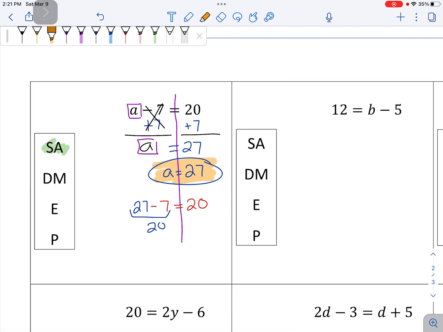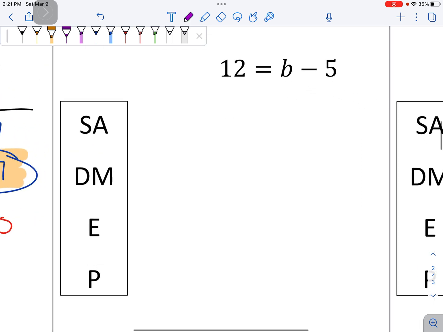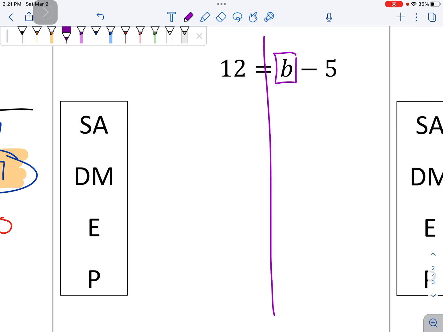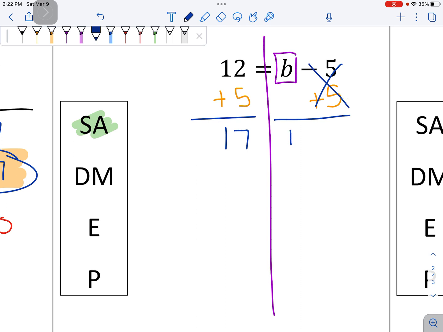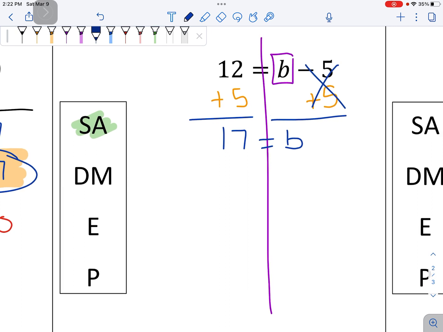Right, the next one looks like another one-step equation. Here's how I know: there's only one B hanging out here and there are no B's on the left side. So make your wall. Opposite PEMDAS says we need to do the opposite of subtract, which is addition. So we will plus 5 to both sides, plus 5. That gets us 17. The minus 5 plus 5 cross out, which gets us B.